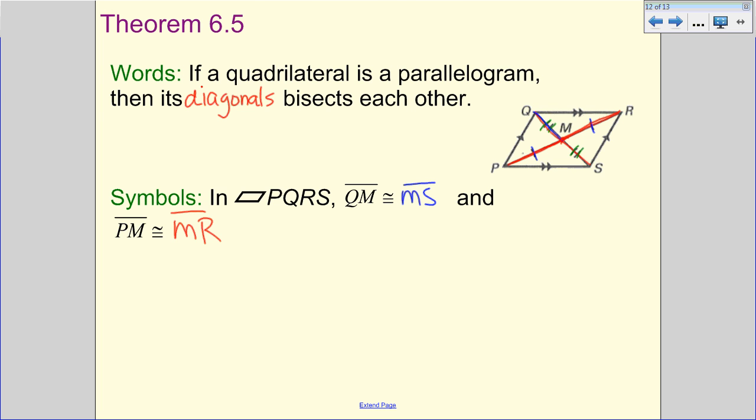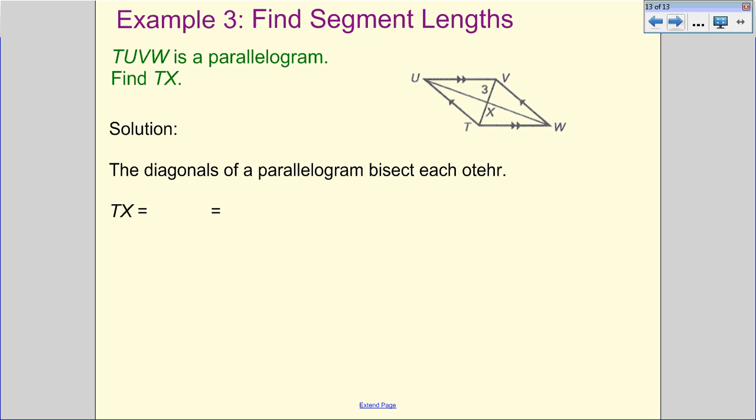All right, so let's see what they want us to do with that. All right, we know that we have a parallelogram TUVW, and they want me to find TX. So I need to highlight what I'm looking for. Realize they can ask me to find half of a diagonal, they could want me to find just this small segment up to the midpoint, like I've done so far, or they could ask me to find the whole length. So you really have to read carefully here.